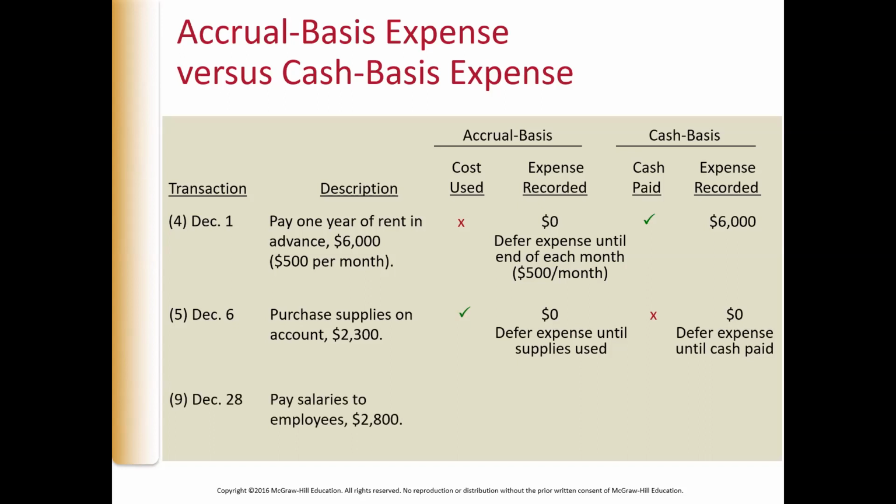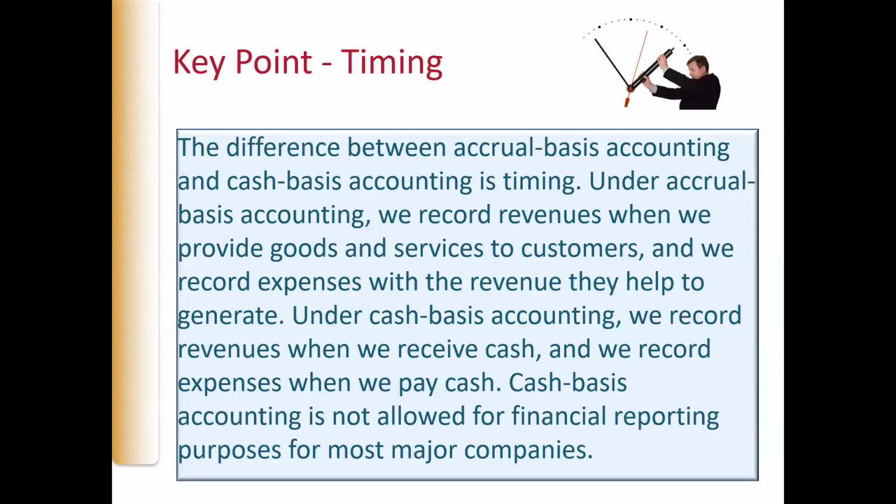On December 28th, we pay salaries to employees for $2,800. Since the salaries were incurred in December, we would show that cost then under the accrual basis of accounting. And under cash basis of accounting, we would show that cost because we paid for the salaries on December 28th. The key between accrual versus the cash basis of accounting is all about timing.